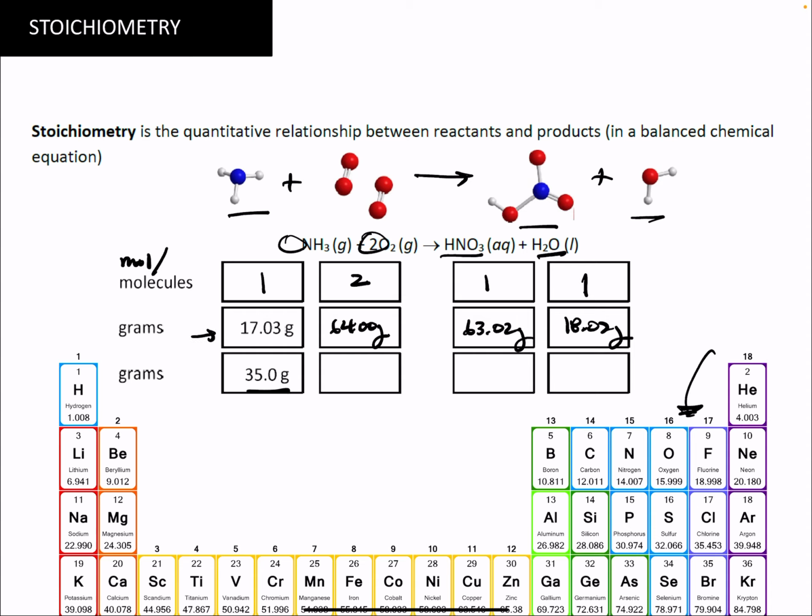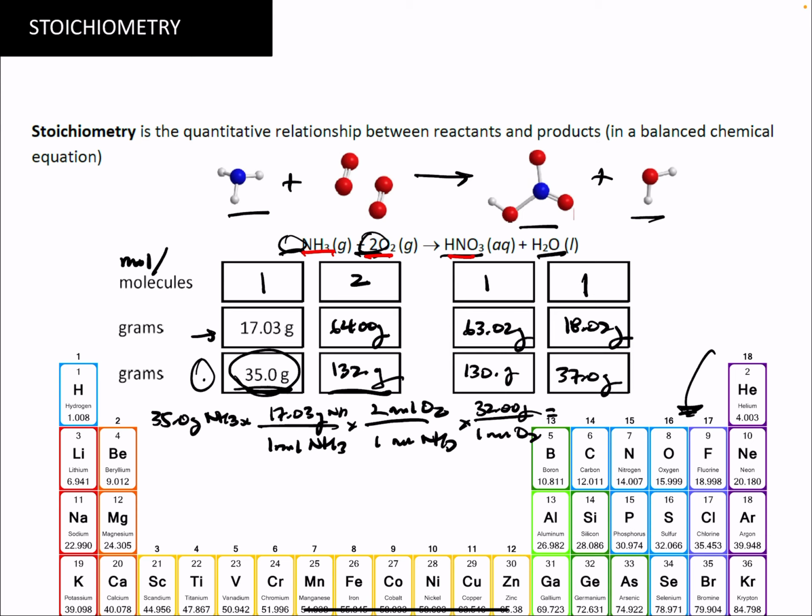All right, so what this means, and this is really all that stoichiometry is, is that you can just talk about the relationships between all of these guys. So a way to say this would be, if I had 17.03 grams of ammonia, how much oxygen would that react with? 64 grams. How much nitric acid would that make if we had enough oxygen? 63.02 grams. How much water would that make? 18.02 grams. Right? And we're just talking about the relationships between these things.